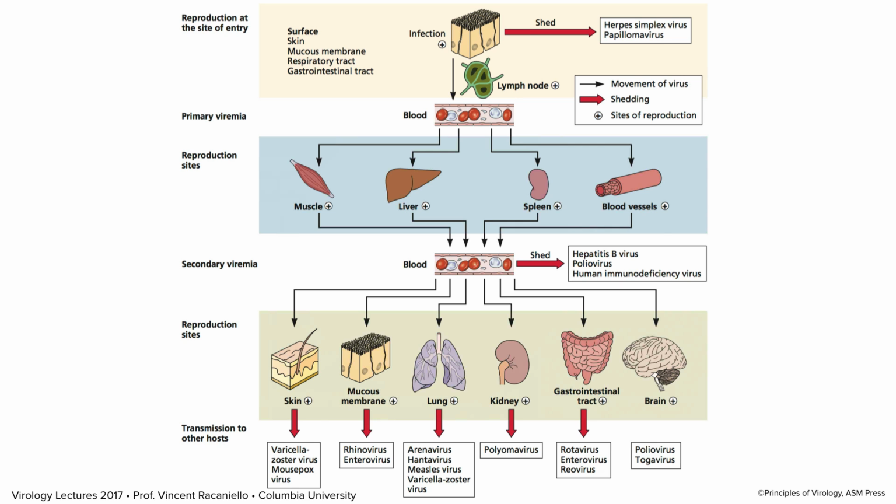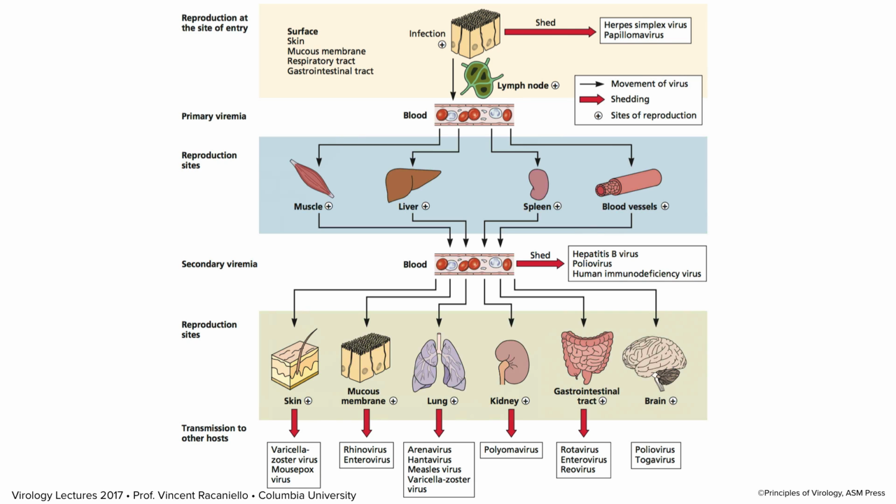Then the virus moves via the lymph nodes to the blood. You have your primary viremia, and then that viremia can bring it to different targets, and the targets depend on the virus. Not every virus infects every organ, like muscles and liver, spleen, etc. Viruses can even infect the cells of the blood vessels. Then we have our secondary viremia, and that brings it to different sites.